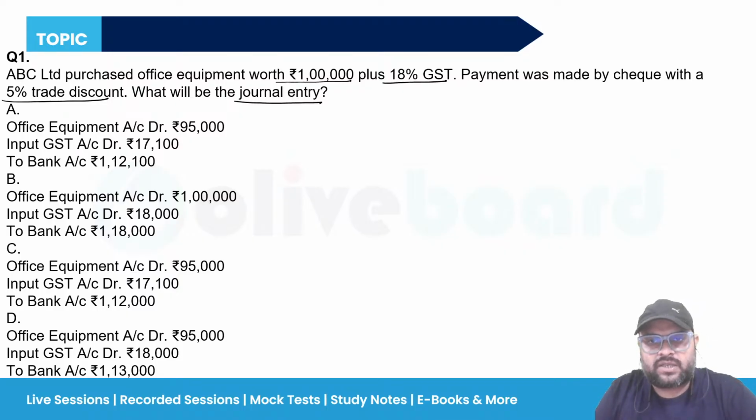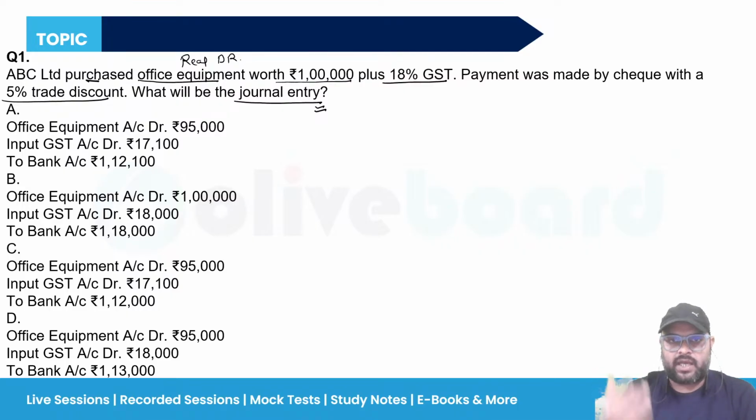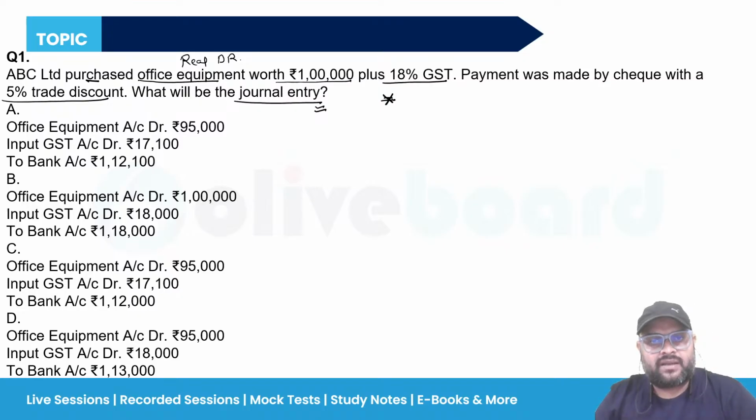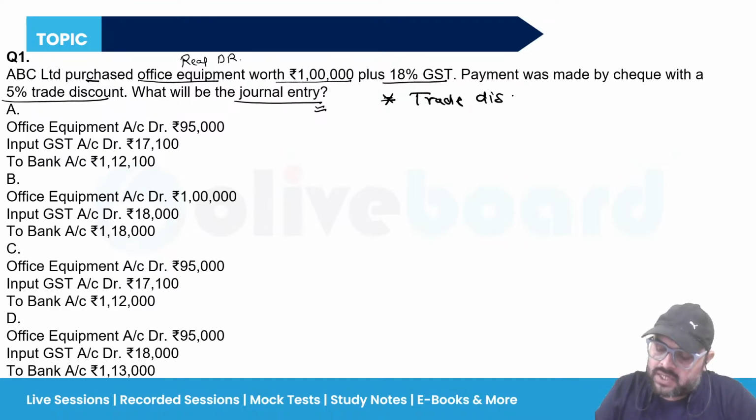So now this particular question requires two types of knowledge. One, how to create a journal entry, like office equipment is a real account, so obviously it will be debited because you are buying it. When you buy the equipment, the asset is increasing. Second, we need to have the knowledge of the accounting treatment of trade discount. So if there is a trade discount in business, that trade discount is not accounted.